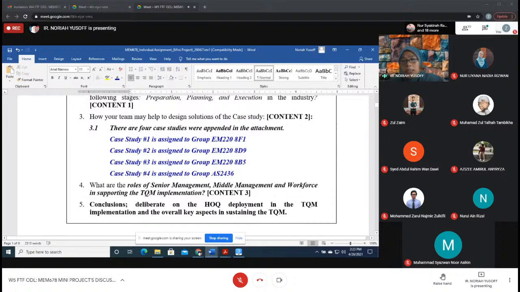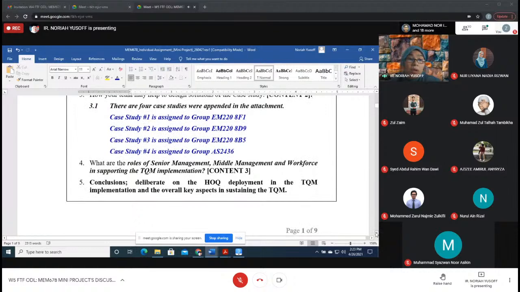Okay. Right. So this is the further instruction here. In this mini project, there are four case studies appended in the attachment. Ada empat case study. So you have to select or pick the case study that has been assigned to your group. In this case, your group is EF2208F1. Case study number one has been assigned to your group. So kita ada empat case study, okay? Case study number two for the other group. Same thing goes to three and four for the other groups. So jangan silap pilih pula, eh?